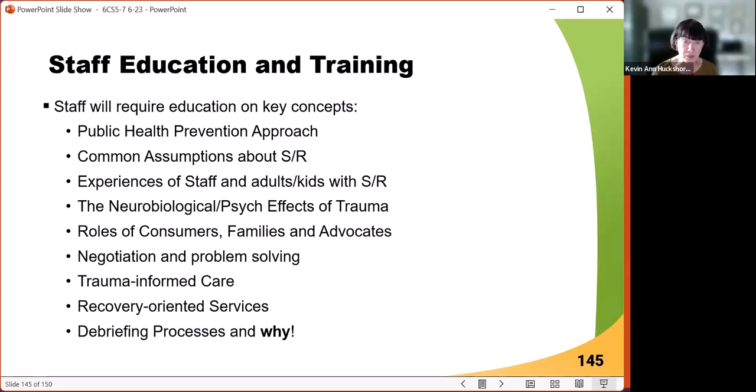So the public health prevention approach, how that works and why it's important in seclusion restraint prevention. The common assumptions, pull out a couple of those that Beth talked about. Experiences of staff and adults with seclusion and restraint. Neurobiology. Roles of consumer, family, and advocates, where your state, Massachusetts, is one of the leading states in integrating peer support specialists, families, and advocates in all of your facilities. People talk about Massachusetts all the time as one of the places that has done a beautiful, beautiful job, and we hold you up as the example in a lot of other places.